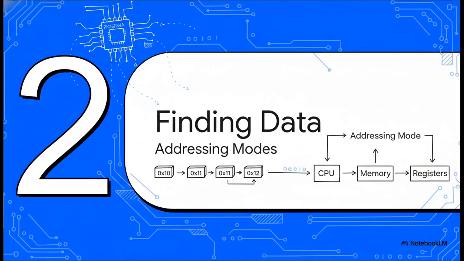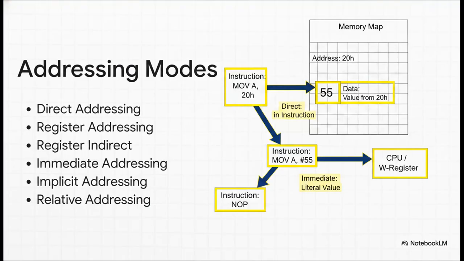Moving right along to Section 2, finding data, specifically addressing modes. Once an instruction is set, how does it actually locate the data it needs to process? Well, we use addressing modes. Think of these as different kinds of treasure maps pointing the processor directly to what it needs.